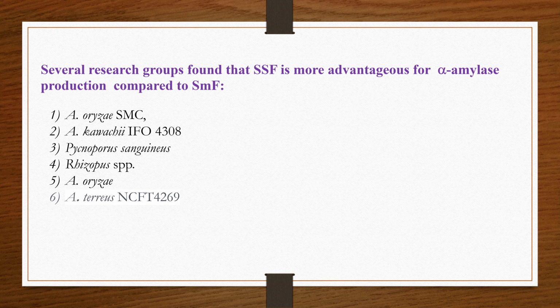Aspergillus oryzae, Aspergillus kawachi IFO 4308, Pycnoporus sanguineus, Rhizopus species, Aspergillus oryzae, Aspergillus awamori NCIM 4269. These are the organisms which showed better results in SSF as compared to SMF for the production of alpha-amylase.